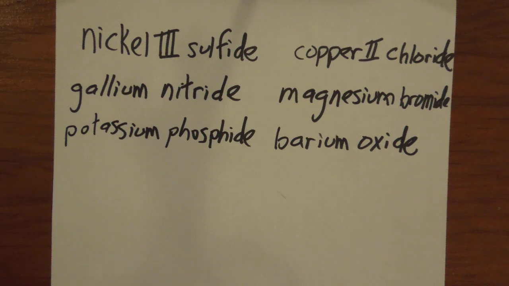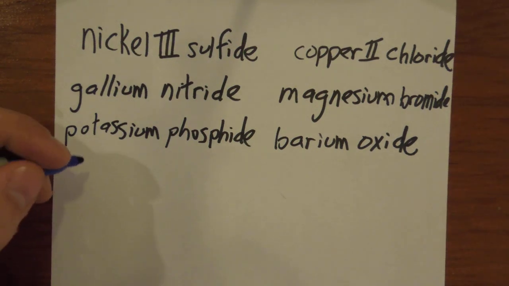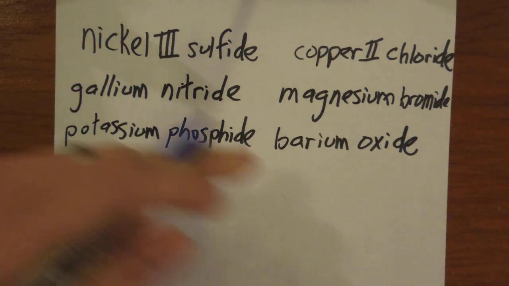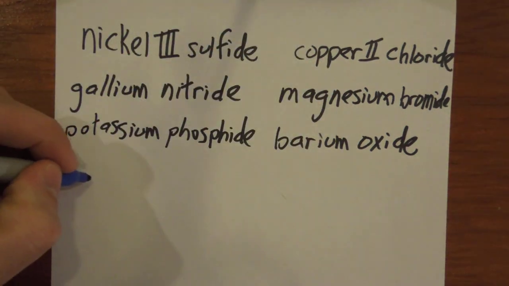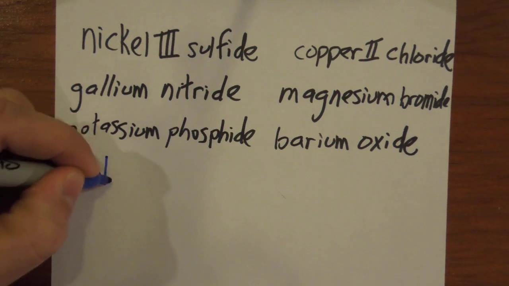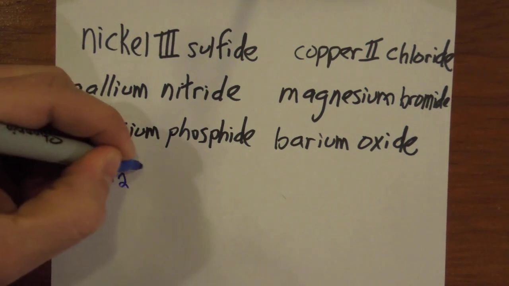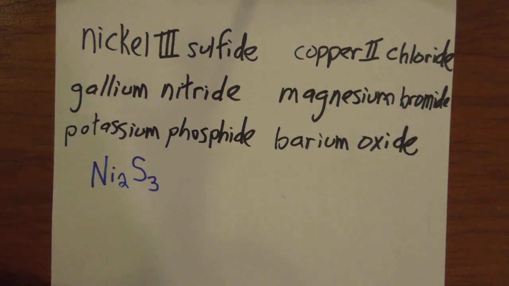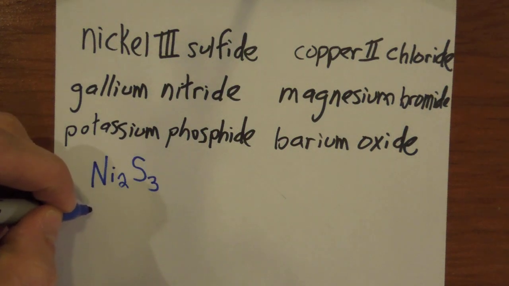All right, I hope you hit pause and then you tried these and now you're back, because now I'm going to give you the answers for all of these formulas here. So nickel 3 sulfide. I'm just going to write them down below here because I didn't leave enough room in here. So nickel 3 sulfide comes out to be Ni2S3, just like so.